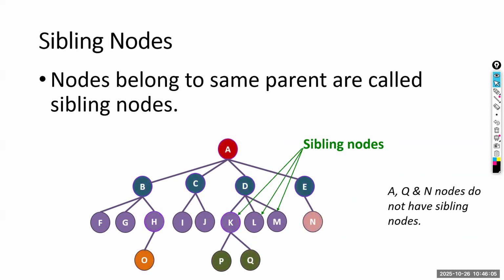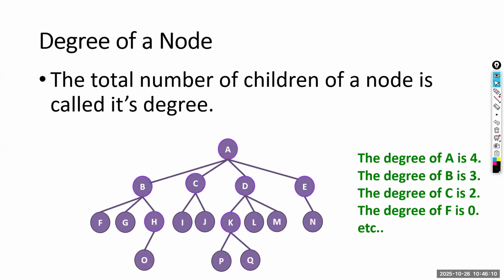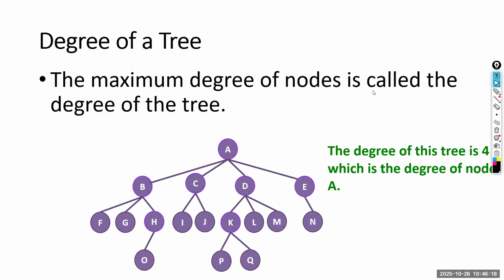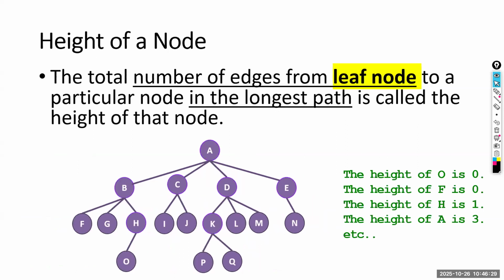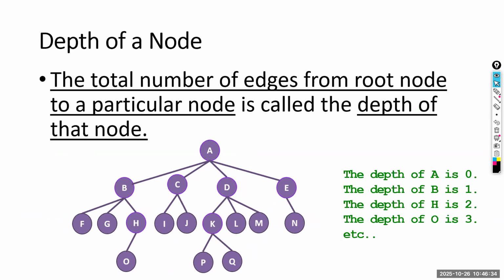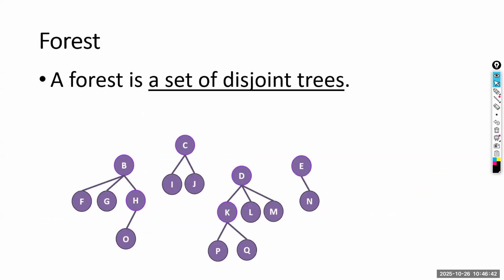Sibling nodes, ancestors. What is the degree of a node? How many children there are is your degree. Degree of a tree: the maximum degree of any node is the degree of the tree. The level of a node, height of a node, depth of a node. Remember the difference between depth and height. Depth of a tree, then path, subtree, forest.